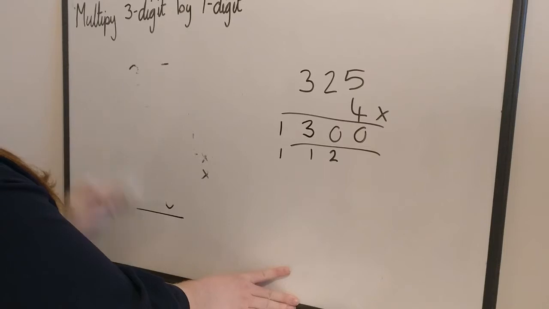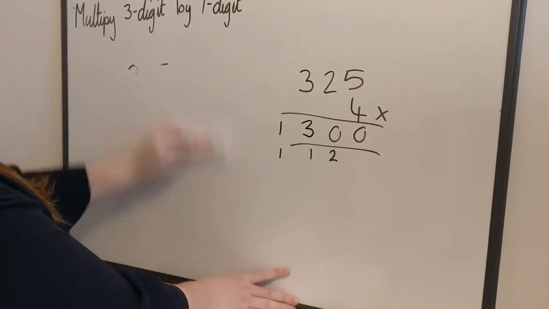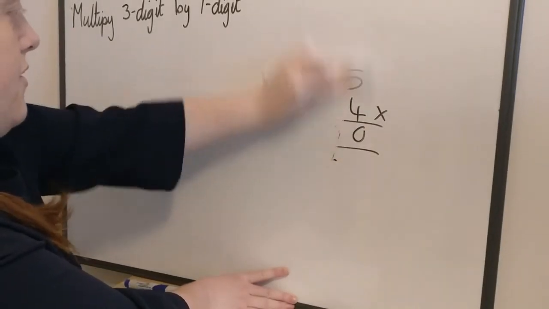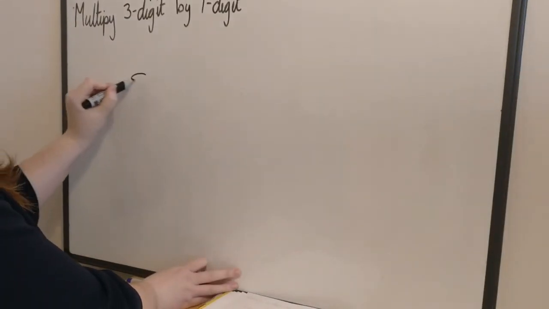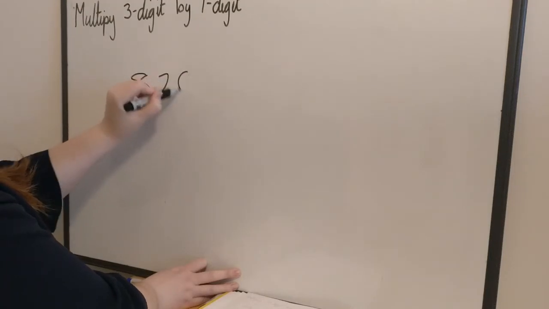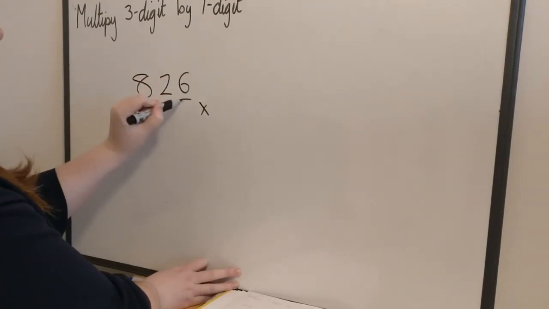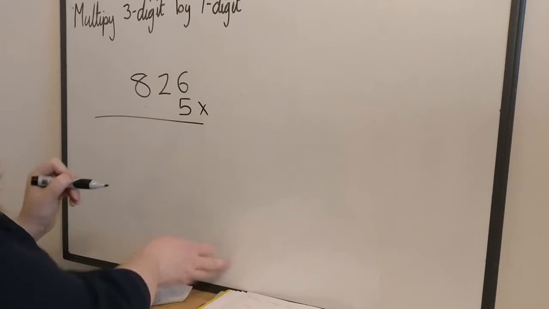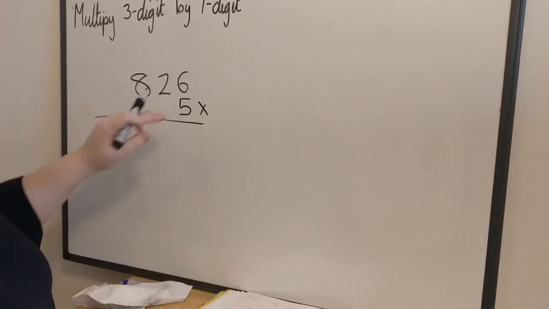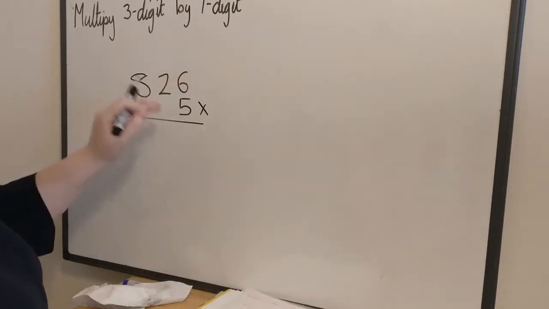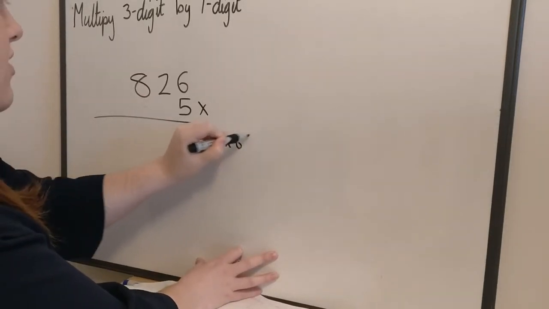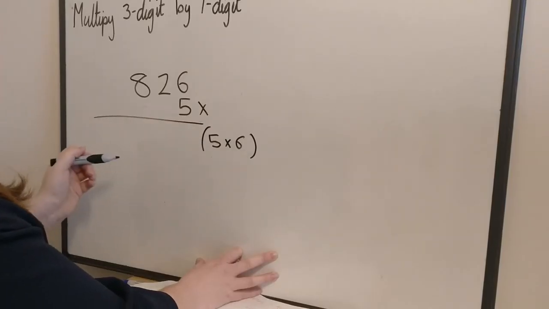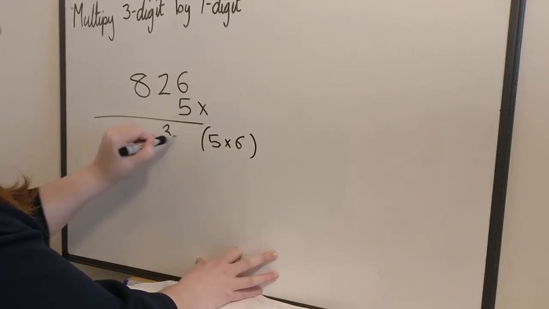So, let's have a go at something a bit trickier. 826 multiplied by 5. First, I'm going to start with the expanded method, and I'm going to do it step at a time. So first, the ones. 5 times 6. 5 times 6 is 30.